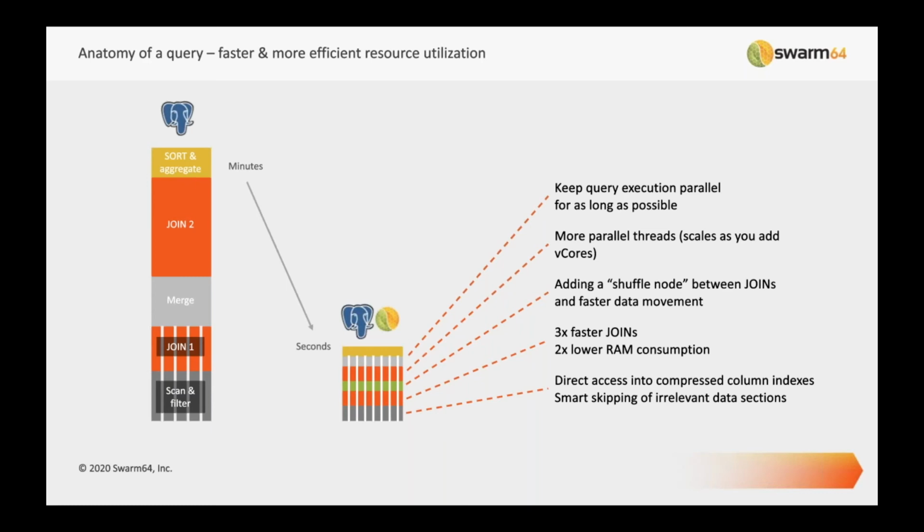On the other side, you've got Swarm64, where we actually start with a much higher degree of parallelism. So you see many more small boxes there next to each other. And we're pushing through this execution pipeline very quickly, needing less RAM in the process, distributing things in between with our shuffle node. So you don't have to go from parallel to serial at the point where, for example, the distinct condition comes in. And we essentially keep the query parallel for as long as possible. And that moves you from minutes of execution time to seconds of execution time.